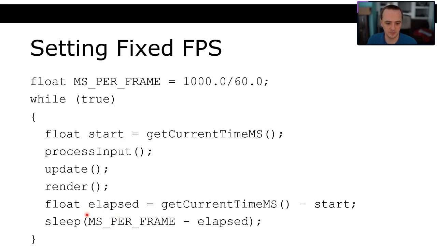And we're going to sleep for a duration of the number of milliseconds that I want per frame minus the elapsed time, okay? So if this took 10 milliseconds, we would sleep for 6. If this took 3 milliseconds, we'd sleep for 13. If this took 20 milliseconds, then we can't sleep for a negative amount, so there would just be no sleep, right? So if one of these frames took too long, then the sleep doesn't even occur.